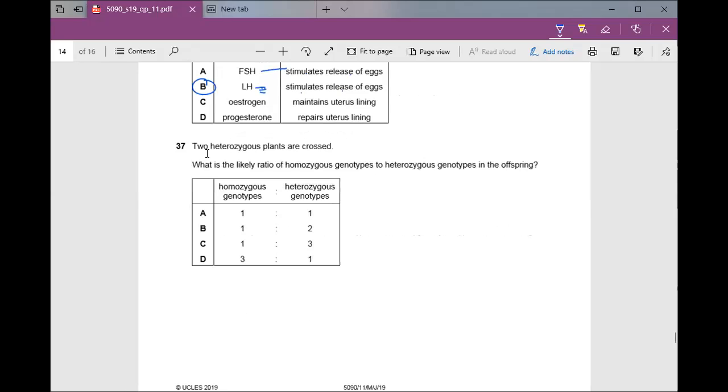Number 37: two heterozygous plants are crossed. What is the likely ratio of homozygous genotype to heterozygous genotype? The best way is to make a Punnett square. Heterozygous, so I'm selecting capital A, capital A, capital A, small a. Here they are asking about homozygous and heterozygous genotypes. We have two homozygous genotypes and two heterozygous genotypes. It means a 2:2 ratio, or we can say 1:1 ratio. So this is the correct answer.